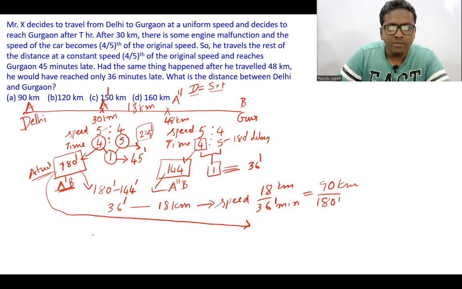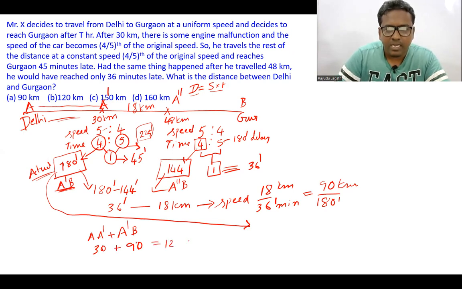So what is the distance from Delhi to Gurgaon? Delhi to Gurgaon is A to A dash plus A dash to B. A dash to B we got 90 kilometers, but the fault occurred at a distance of 30 kilometers from Delhi earlier. Therefore, this distance, A to A dash, is 30 kilometers. So 30 plus 90 is equal to 120 kilometers, the actual distance between Delhi and Gurgaon.